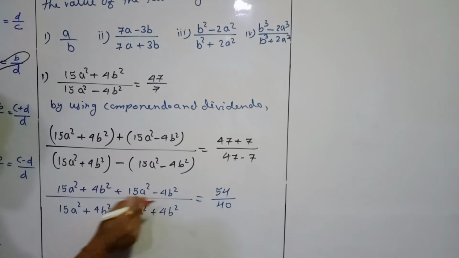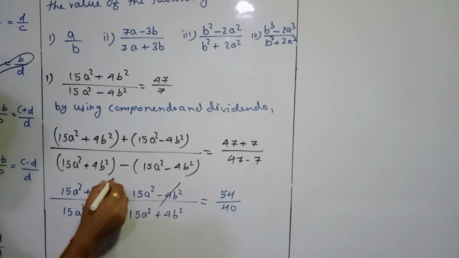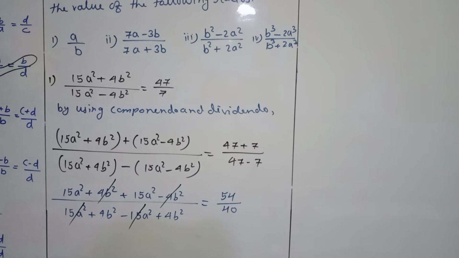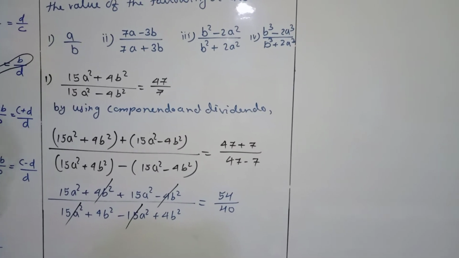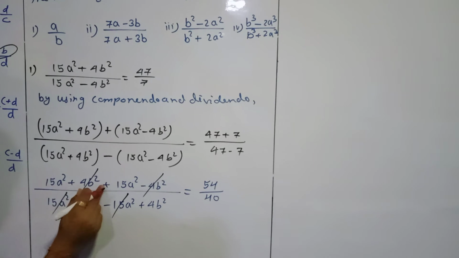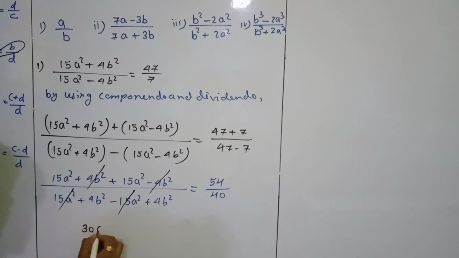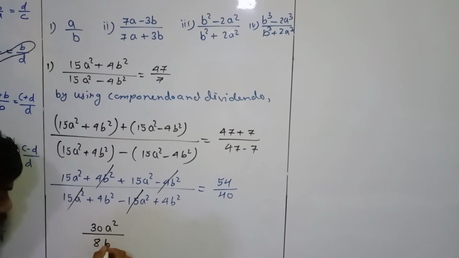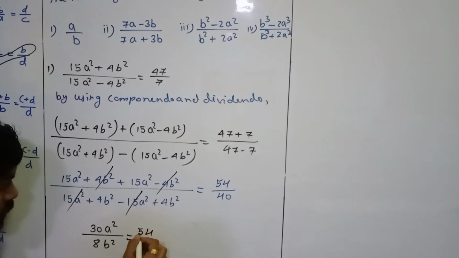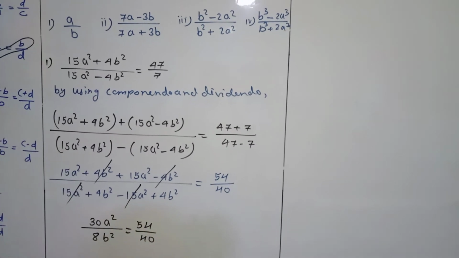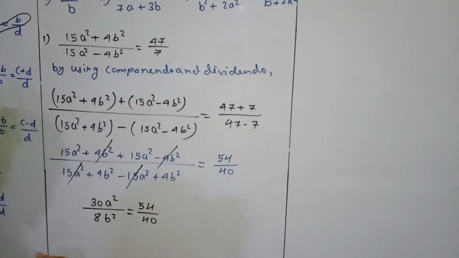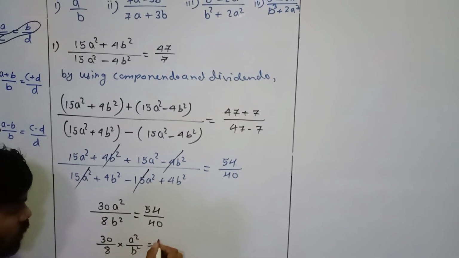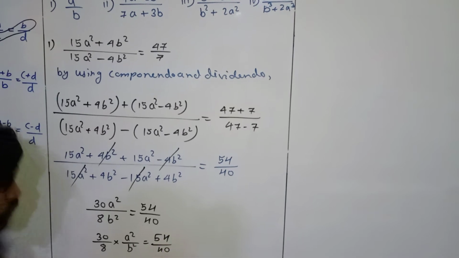Let's see. Here we have plus 4b square minus 4b square will cancel. Plus 15a square minus 15a square will cancel. So what remains? 15a square plus 15a square, that is 30a square upon 4b square plus 4b square, 8b square, is equal to 54 upon 40. Now can we write this like 30 upon 8 into a square upon b square is equal to 54 upon 40.